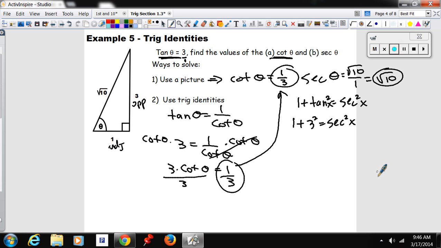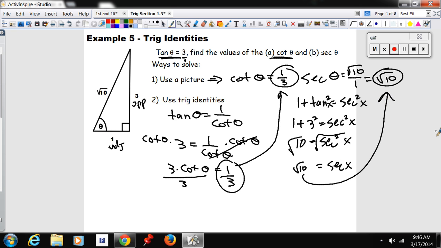What is 1 plus 3 squared? 10. You get a 10 here. 10 equals secant squared. Now I don't want secant squared. I just want secant. So square root both sides. You're going to get x is radical 10. No, not x, secant of x. Sorry. Secant of x is radical 10. Yeah. So you can see that that comes out to the same answer we had before.